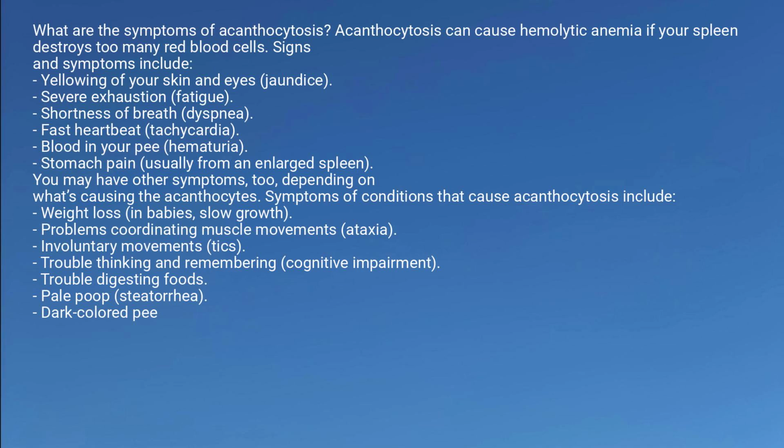Signs and symptoms include yellowing of your skin and eyes, jaundice, severe exhaustion, fatigue, shortness of breath, dyspnea, fast heartbeat, tachycardia, blood in your pee, hematuria, stomach pain, usually from an enlarged spleen. You may have other symptoms, too, depending on what's causing the acanthocytes.